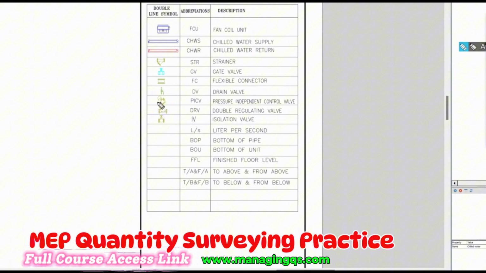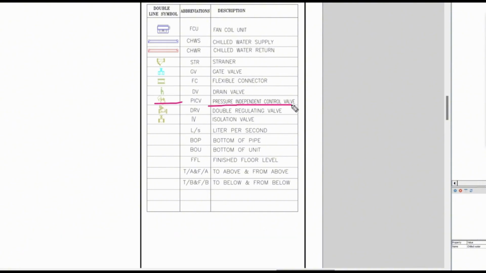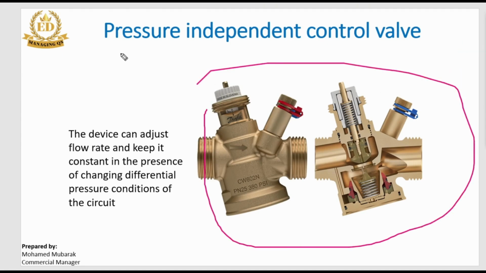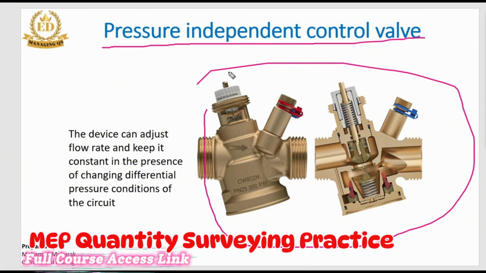The next item is the pressure independent control valve. Its appearance looks like this. Okay, as the name says, the pressure independent control valve's main function is to keep constant pressure inside the water flow. If any pressure difference occurs inside the water flow, then this valve helps to balance the water pressure. So this is the main function.